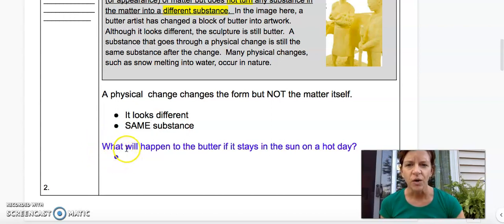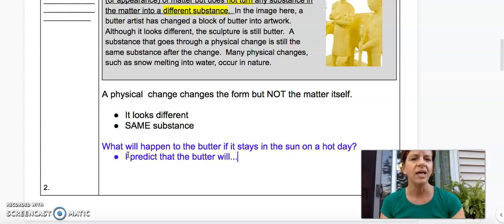Then we have a question. What will happen to the butter if it stays in the sun on a hot day? Well, we kind of have an idea, right? Let's do our I predict statement because we have "will" here. So let's say, "I predict that the butter will," and then you finish it up, okay? Pause the video and finish your sentence.